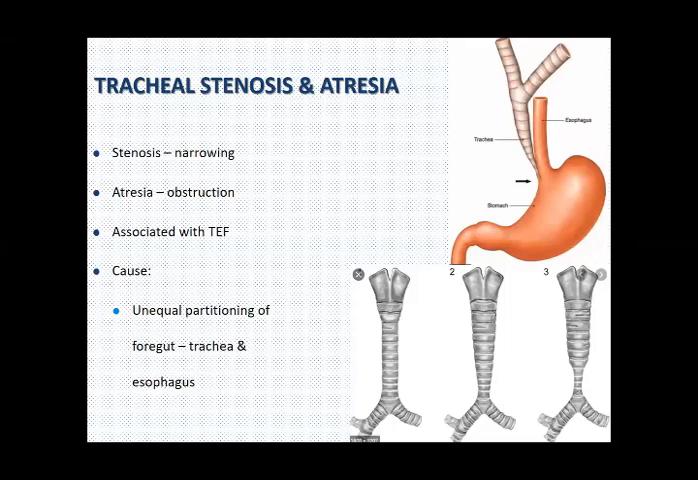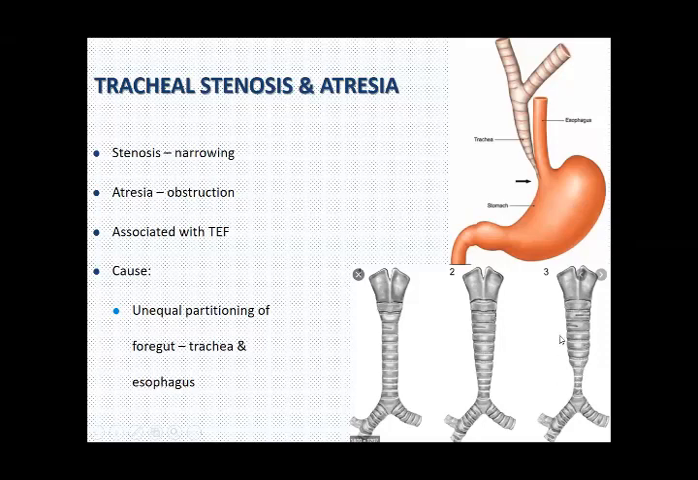एक चीज और है, tracheal stenosis या tracheal atresia. Stenosis is simply narrowing. Okay. Atresia जो है वो तो obstruction है ना, complete obstruction. ये देखिए. ठीक है, this is also associated with tracheoesophageal fistula. This is part of the tracheoesophageal fistula.